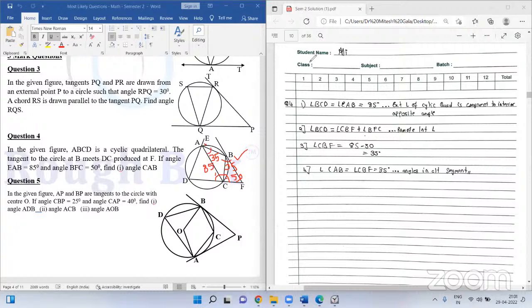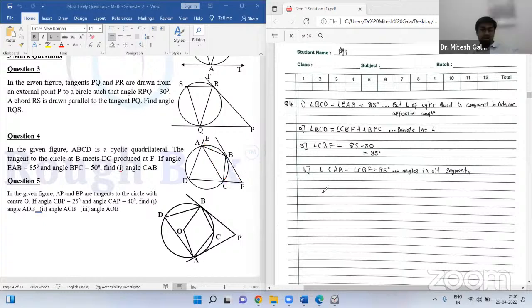It's hard to identify the angles in the alternate segment. So you'll have a circle, you'll have a tangent, you'll have an angle here, like this. Then this angle at the tangent will be equal to this angle. So it's the mountain and the valley.